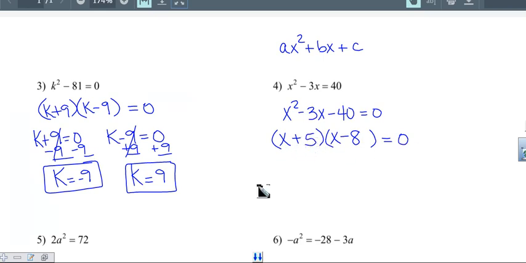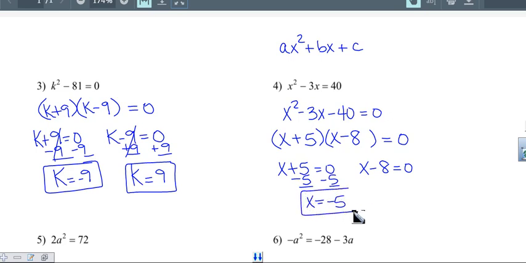Now it's time to solve. Take each parentheses, set it equal to 0. X plus 5 equals 0. X minus 8 equals 0. When I solve the first one, I'm subtracting 5 from both sides. Answer is x equals negative 5. In the second equation, I will add 8 to both sides. So x equals positive 8.